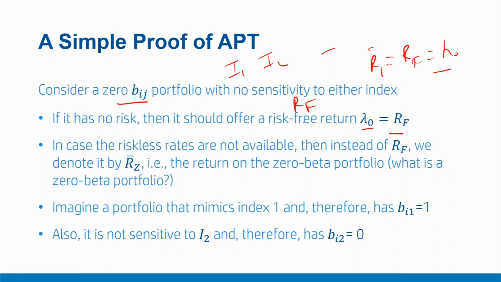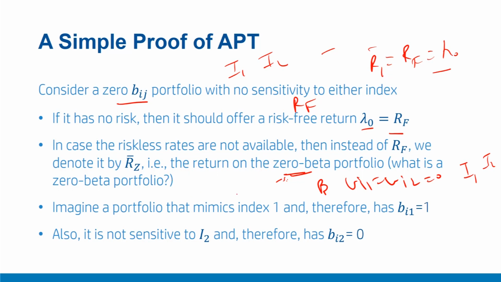However, many times riskless rates are not available, so you tend to use zero beta portfolios, which have no sensitivity towards any indices. That is why we are calling them zero beta. The zero beta portfolio will have a beta of 0, that means BI1 of 0, BI2 of 0 with respect to indices I1 and I2. So these will be proxied if riskless rates are not available.